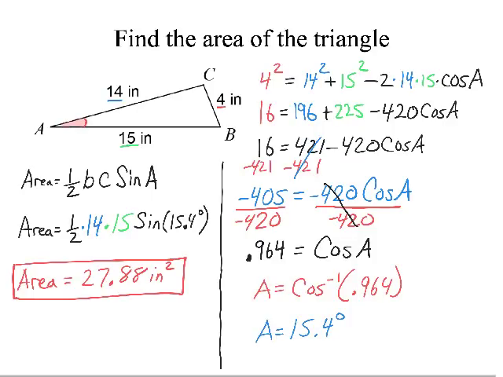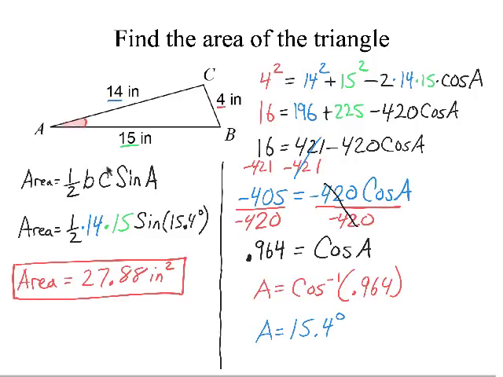Alrighty, if we want to find the area of this triangle, we want to use this formula because it's not a right triangle. But to use this formula, you need an angle and two sides. I have three sides. So the first thing I'm going to do is find the angle. So I chose A as the angle I'm going to use.